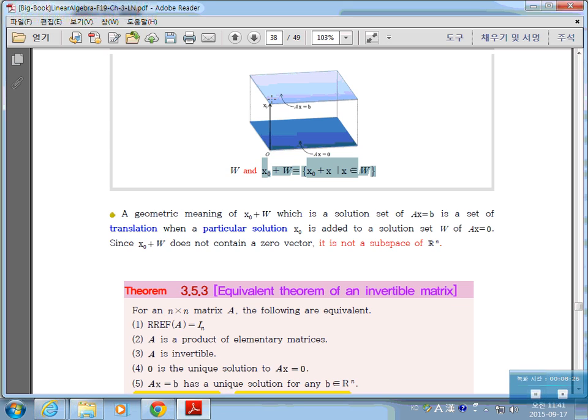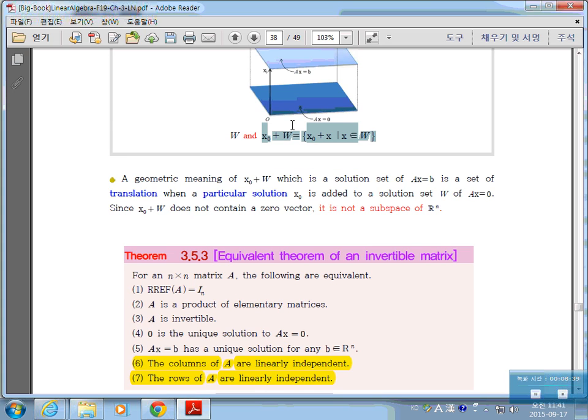Because the origin, the 0 vector, is not in here. It's been moved up by K, by X0. Okay? So this is a subspace. This is not a subspace.